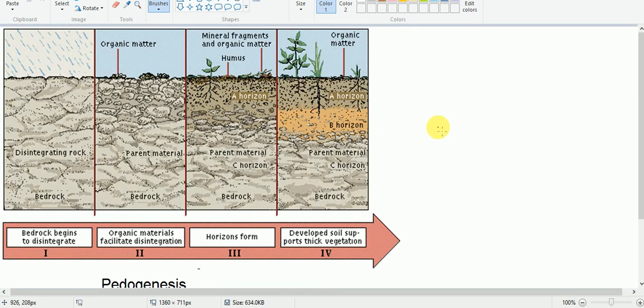So this diagram shows pedogenesis, that is the process of soil formation. See, this is the first stage, and here we find only bedrocks. Because of the action of the weather, that is rainfall, wind, temperature, and sunshine, there will be a weathering process, that is, disintegration of the bedrock occurs. This is what I call the weathering process.